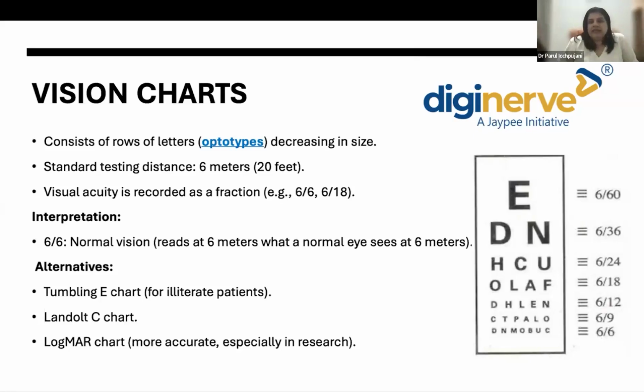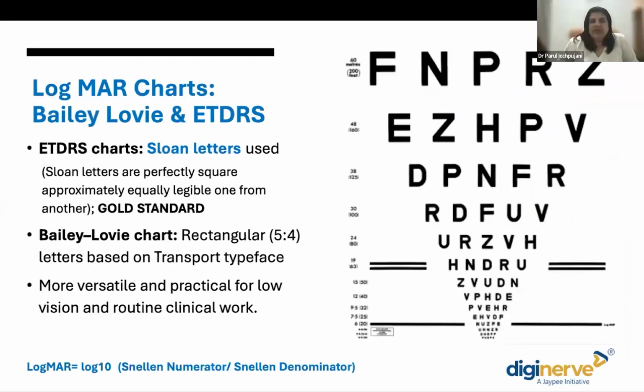Now, everybody is not literate enough to read out these alphabets. So for illiterate patients, there are other charts such as the tumbling E chart, in which the direction of the open arm of the E is asked from the patient. Or we have the Landolt C chart, in which the direction of the cut end of the C is asked from the patient. Then we have modern charts like logMAR charts, which are more accurate and especially used in research.